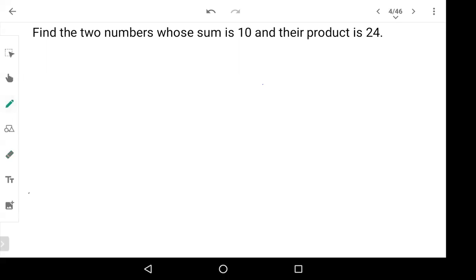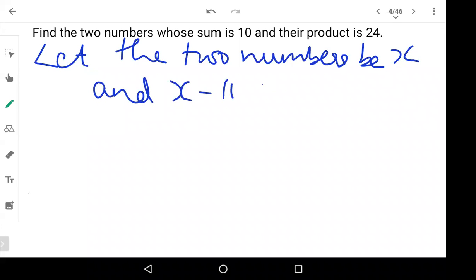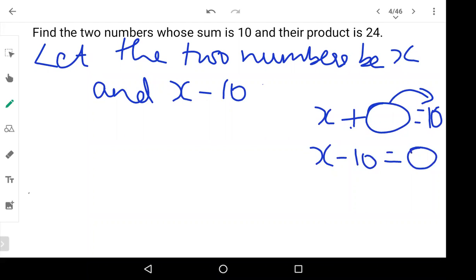So let us assume the two numbers be x, and the other number I will take as x minus 10, because when I add x and the other number, I have to get 10. So what I am doing is just taking the other number to the other side. So x minus 10 is equal to the other number.